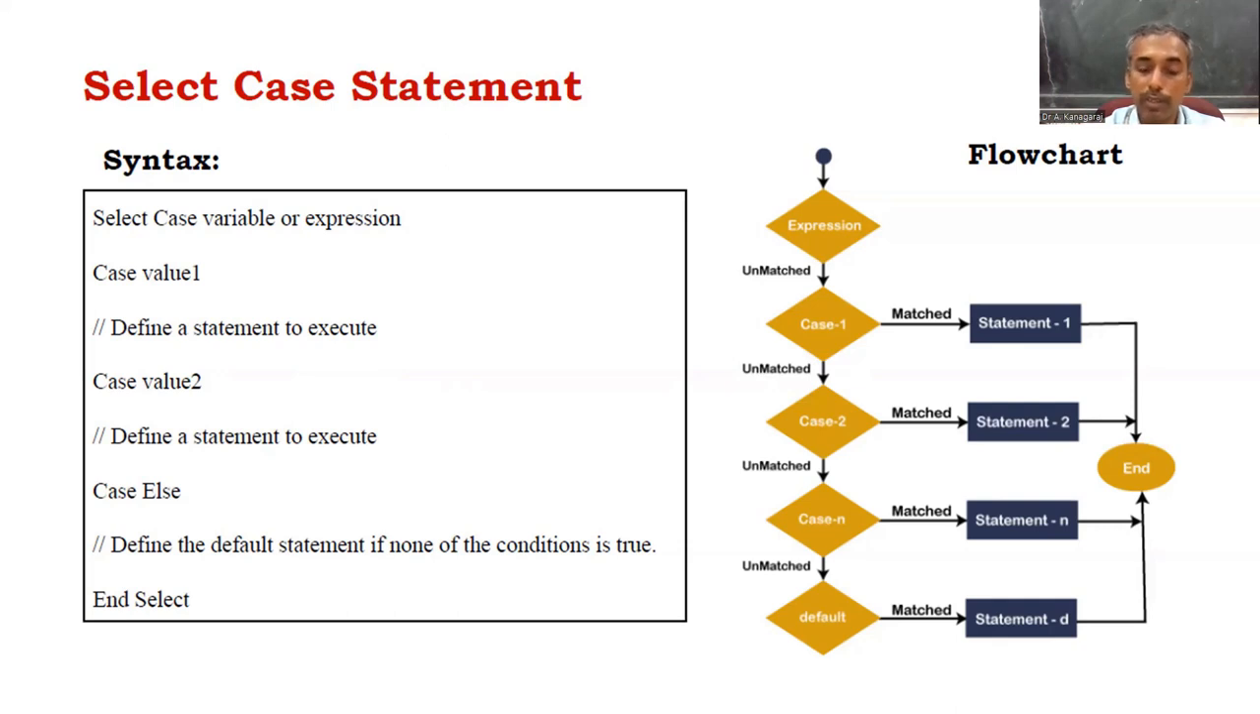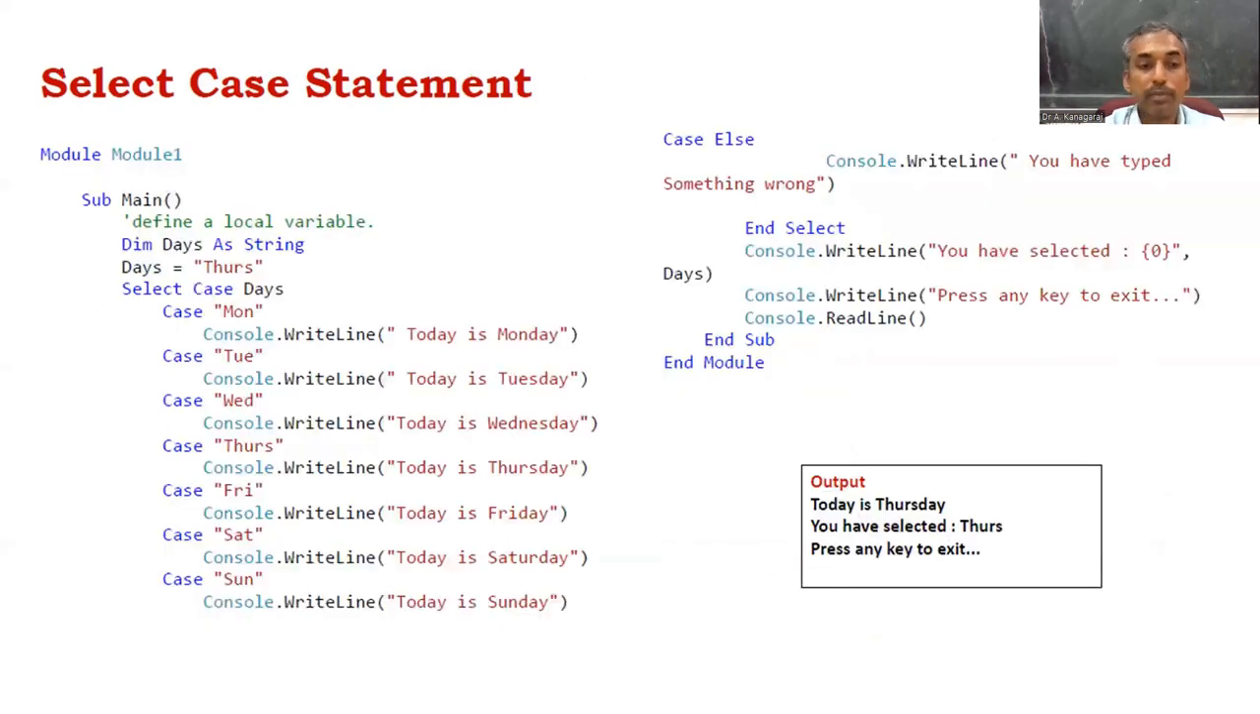Whatever number of cases or conditions we have written, it will check all the conditions. Suppose none of the conditions are satisfied, then automatically it will execute the code which you have written inside the default block. It is optional, whether you want to add it or not. If you added the default block and none of the conditions is satisfied, automatically the code inside the default block will get executed. Otherwise, it will simply exit from the select statement.